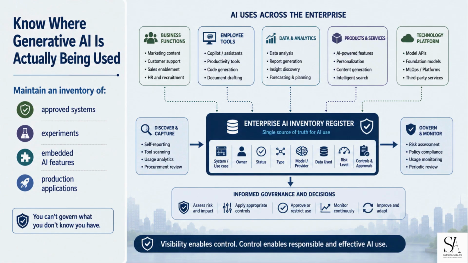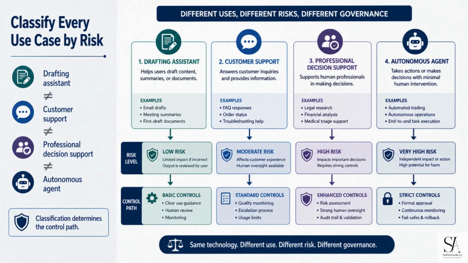The next layer is the operating process. Organizations need rules describing where generative AI may be used, how applications are tested, what standards they must meet, what outputs require review, and when escalation is necessary. Broad principles become useful only when they are translated into operating procedures.